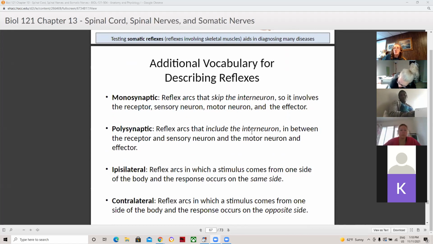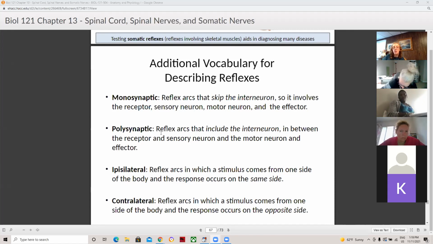Polysynaptic is where we have interneurons. Monosynaptic are going to be faster because there's going to be less synaptic delay. If you have less synapses, you have less delay. Polysynaptic, you're going to have more delay. They're going to be slower.